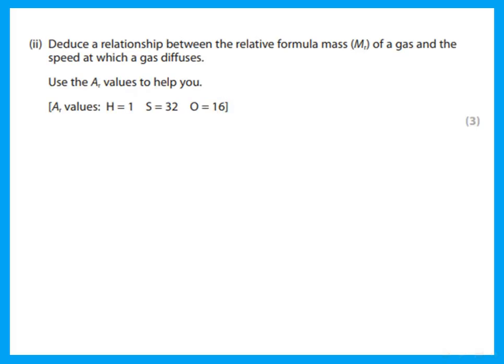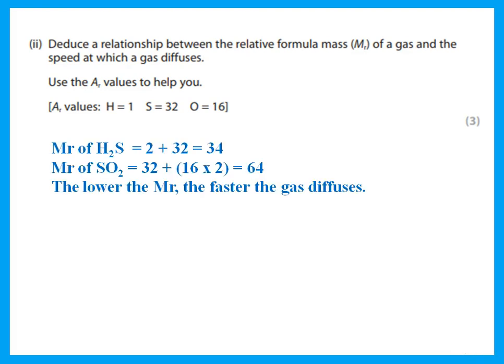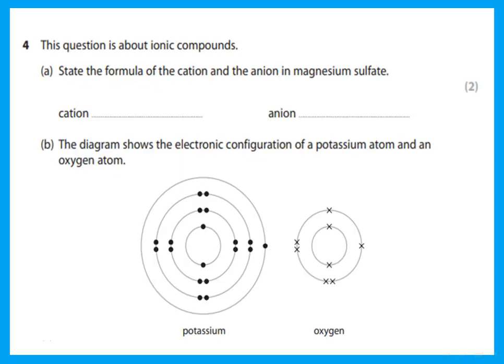Deduce a relationship between the formula mass of a gas and the speed at which a gas diffuses. Remember, if we look at the molecular mass of each of these, H2S has an Mr of 34, SO2 has an Mr of 64. And we said that H2S was the one that diffused faster. That means that the one that has lower molecular mass diffuses faster.